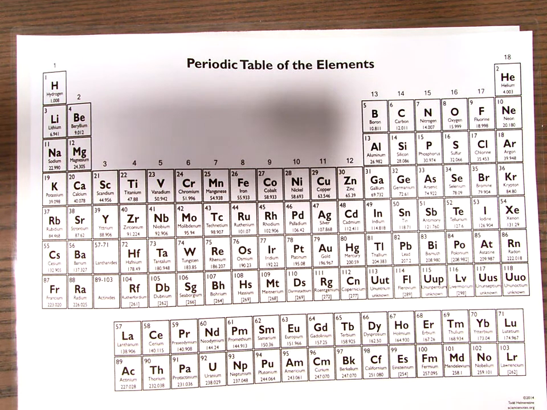Okay, so in this video we're going to show you how to write electron configuration using the periodic table. This is one strategy. There are different strategies, but I think this is the one that's the easiest and makes the most sense. So first we want to have a periodic table, and we're going to label it.